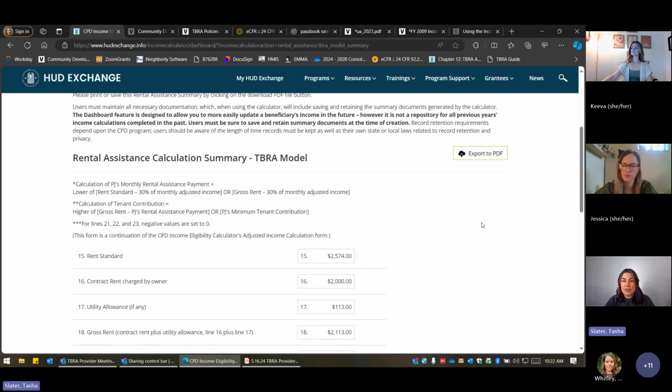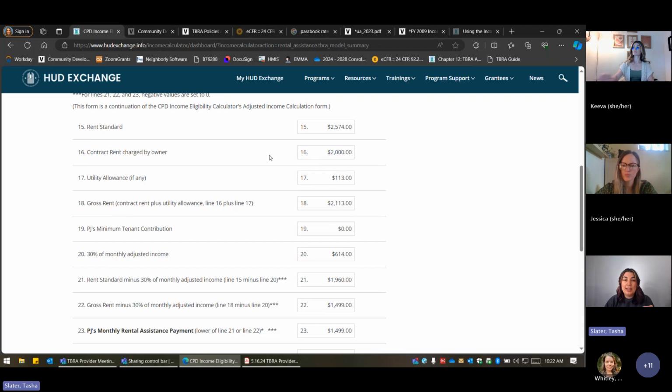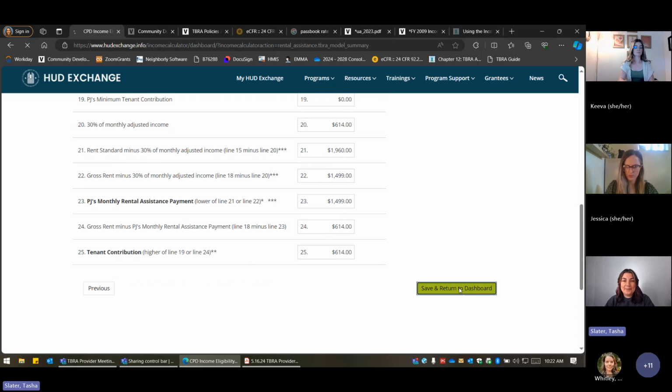This one also export to PDF. You'll want this in your file. And as a reminder, the FMR needs to be lower than the $2,000 rent plus the utility allowance. So if FMR was just $2,000, this would be over because you have to include the utility allowance in the FMR when you're calculating this. So that would be this line right here. Okay. Well, we'll save it and then it'll take you back to the home screen.